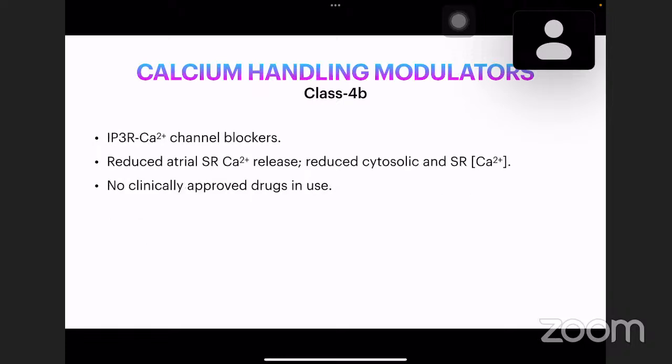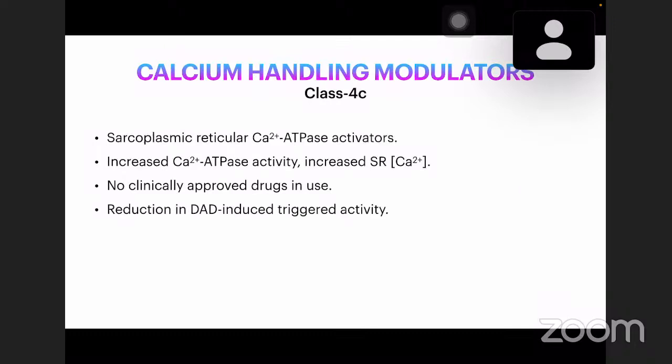Another class 4B drug type is IP3R calcium channel blockers. They act on atrial sites. They reduce the atrial calcium release from the sarcoplasmic reticulum inside the myocyte, and they reduce the cytosolic and sarcoplasmic reticulum calcium. But there are no drugs as of now. Work is still going on. There are no drugs in this class.